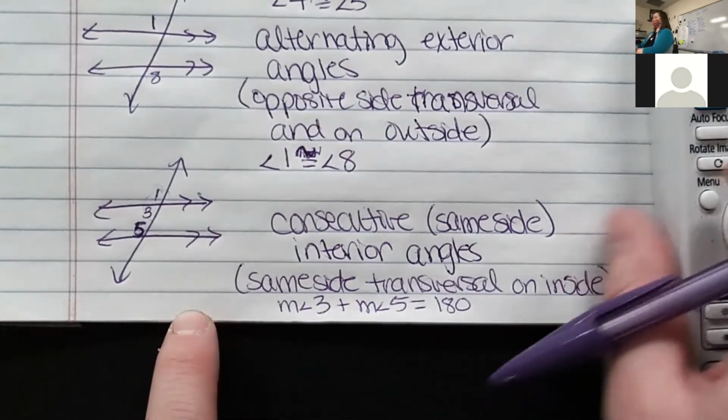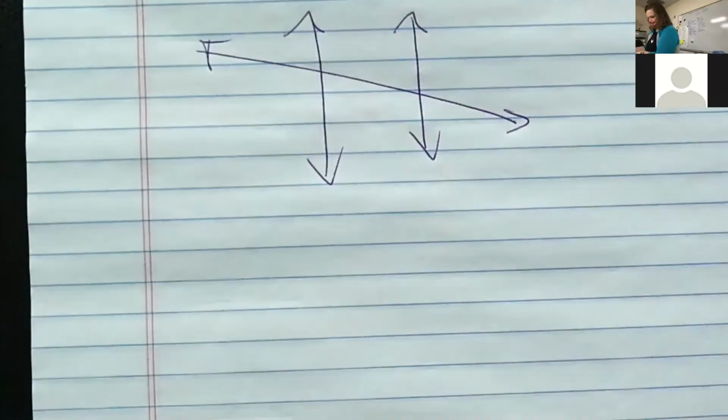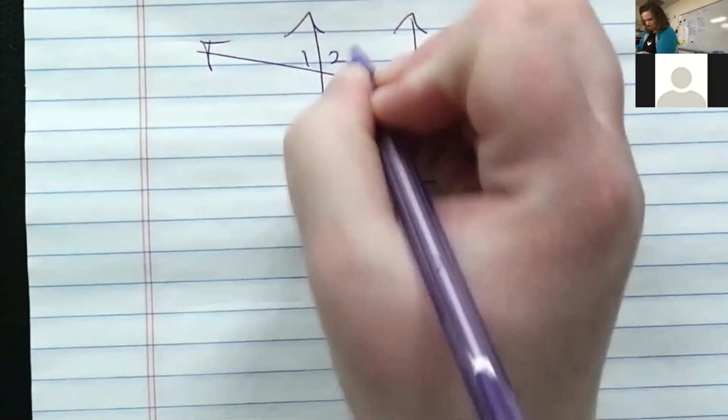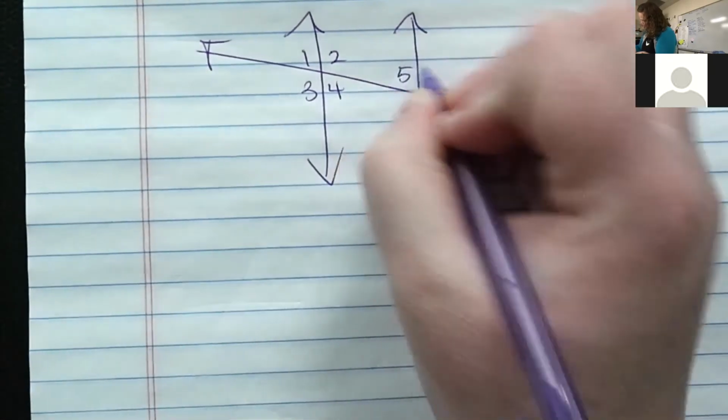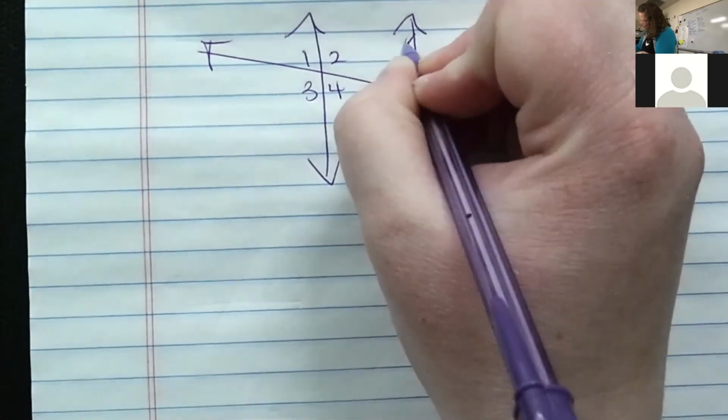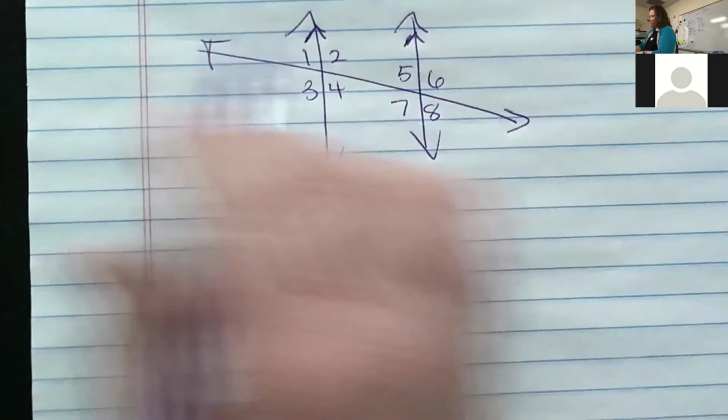Okay, so your notes are done, but I'm going to ask you some questions. So get ready to answer them. Keep your notes handy because I'm going to ask you guys questions. So here's my line. Here's my transversal. 1, 2, 3, 4, 5, 6, 7, 8. So these ones are my parallel lines. There's my transversal. Here we go.